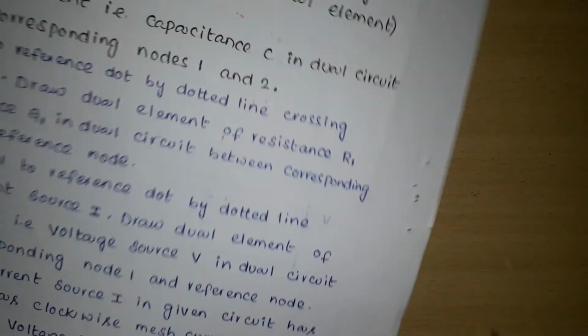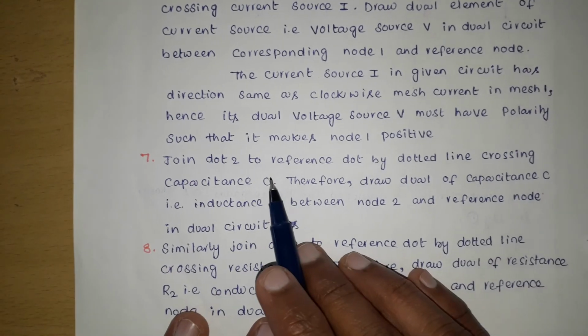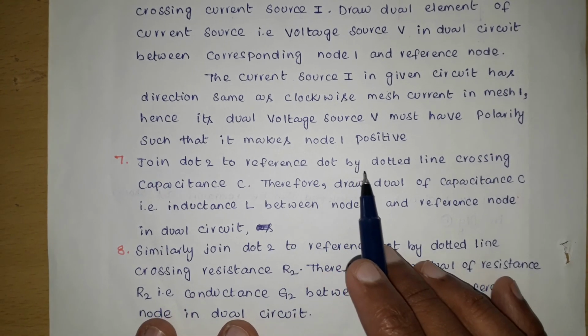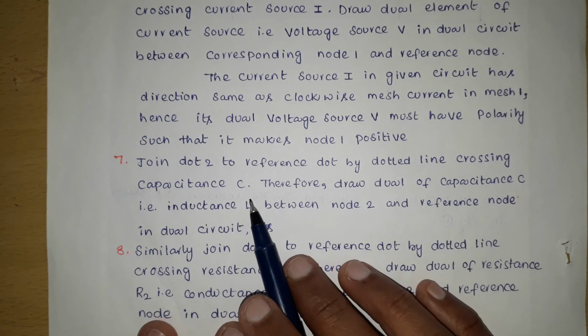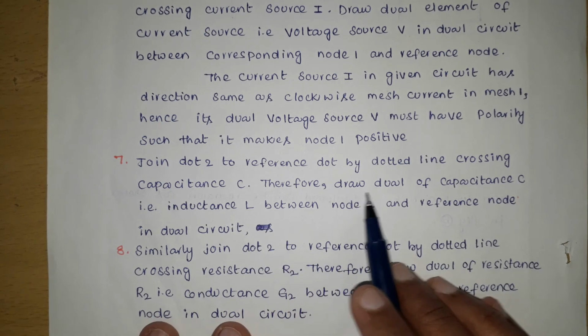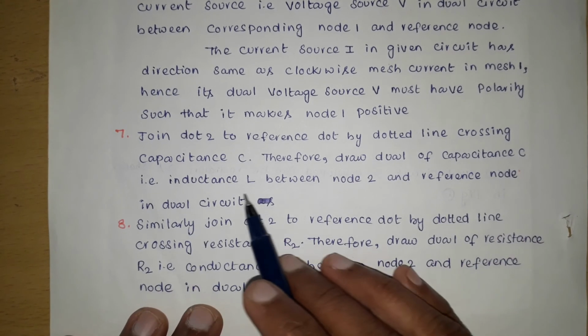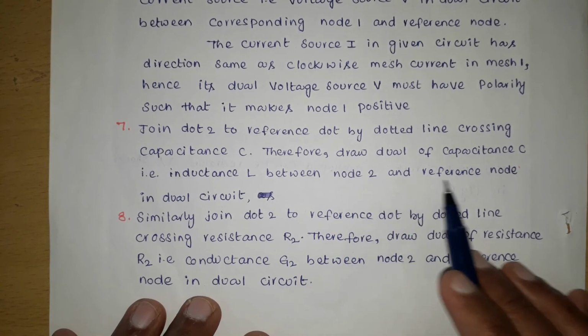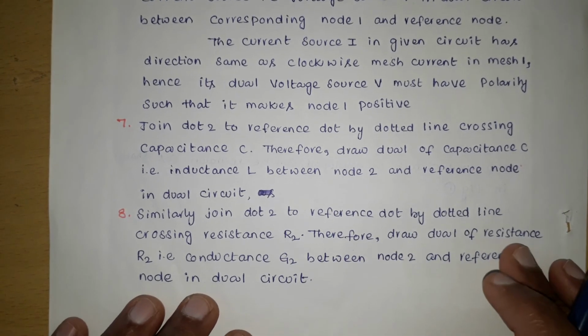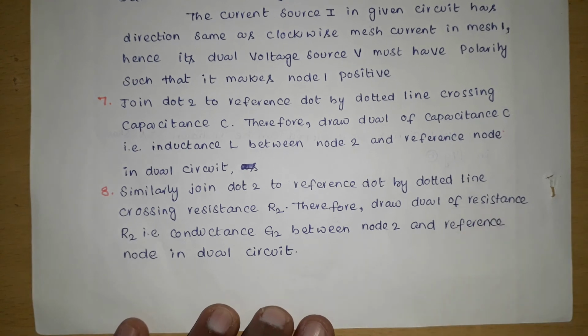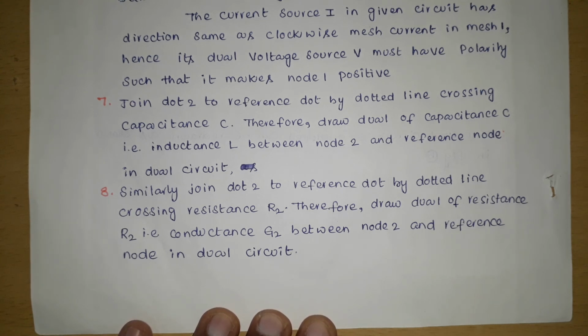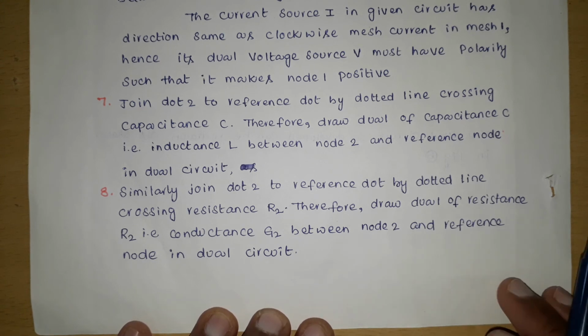Here, join dot 2 to reference dot by a dotted line crossing capacitance C. Therefore draw the dual of capacitance C, that is inductance L, between node 2 and reference node in the dual circuit. Similarly, join dot 2 to reference dot by a dotted line crossing resistance R2. Therefore draw the dual of resistance R2, that is conductance G2, between node 2 and reference node in the dual circuit.